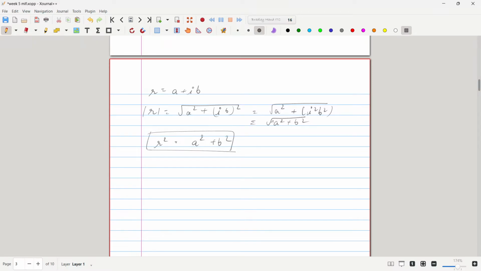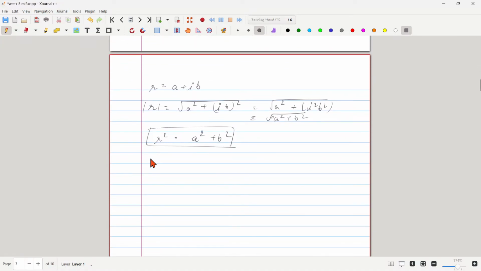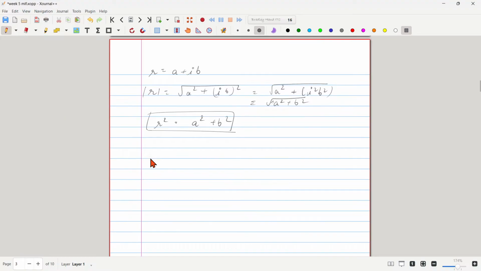And same, a plus iota b can be represented as r e raised to the power iota theta. If you want to represent a minus iota b, then this will be r e raised to the power minus iota theta. Okay. Yes.